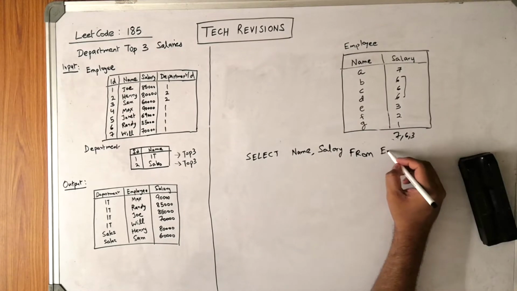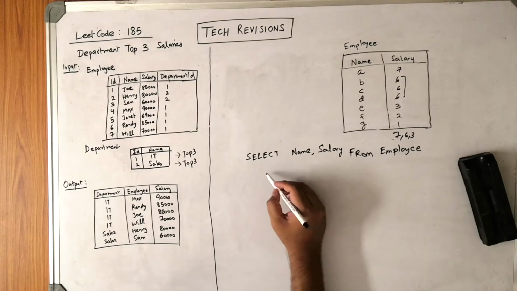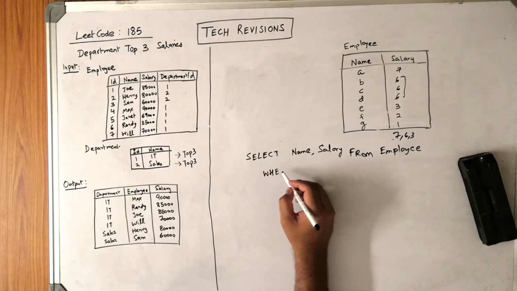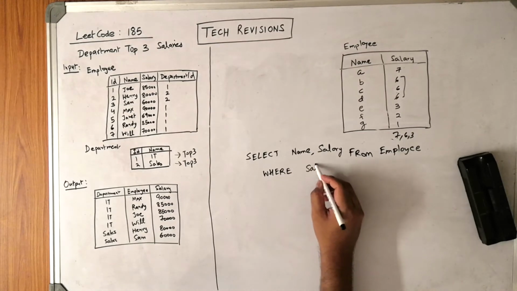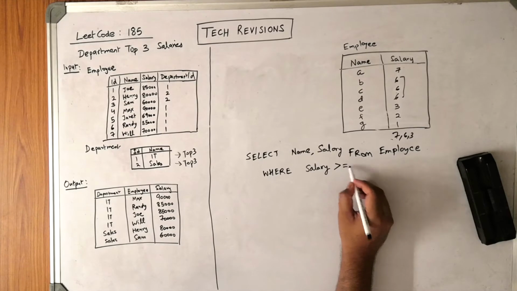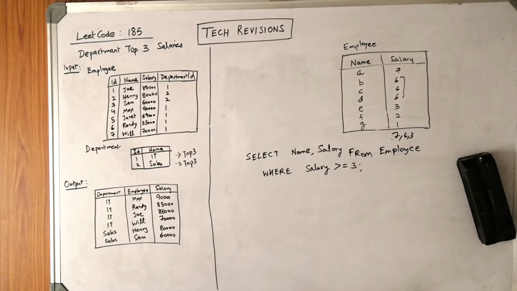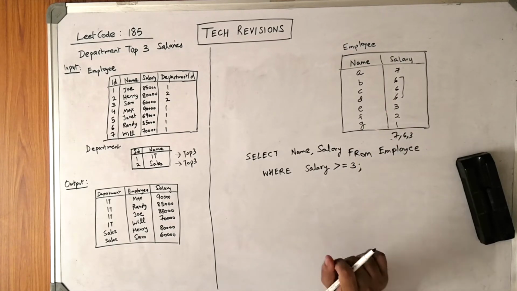And I will select it from the employee table, right? And my where condition will be: salary is greater than or equal to 3. If I'm able to say this, then my problem is solved, because I will get the list of employees who are earning the top 3 salaries.